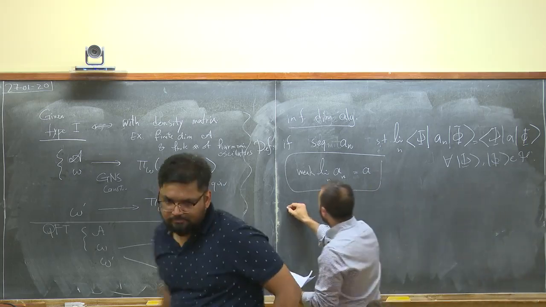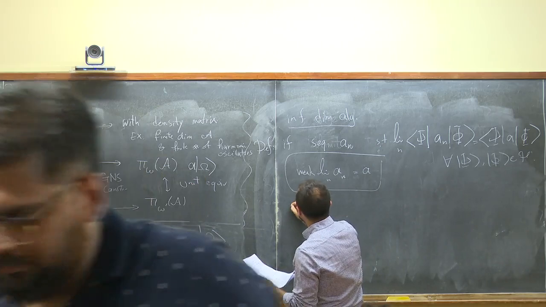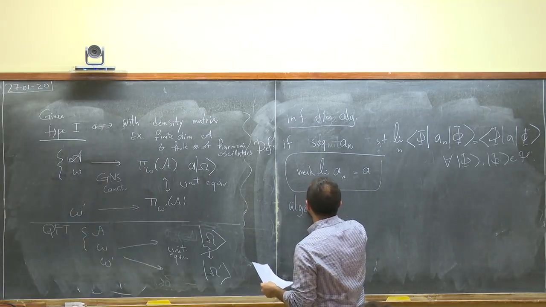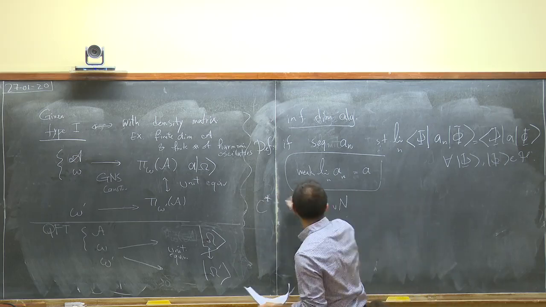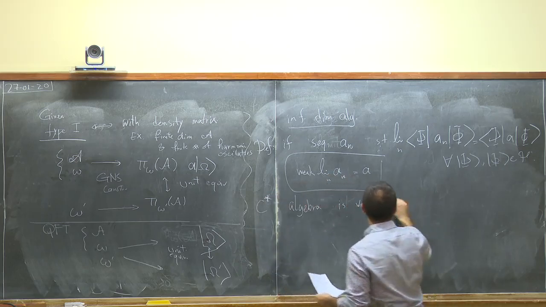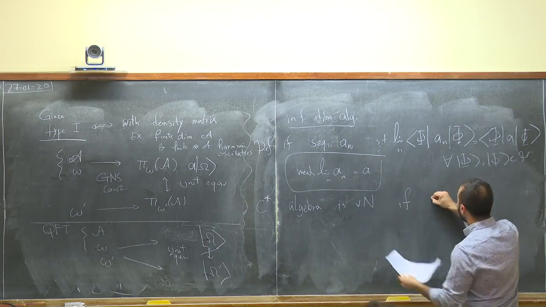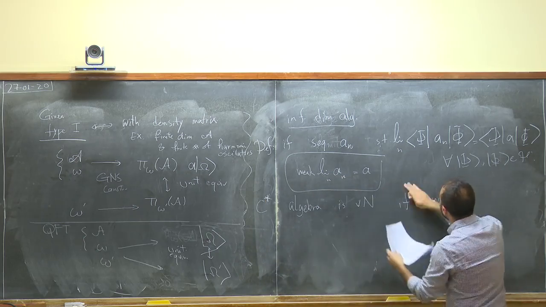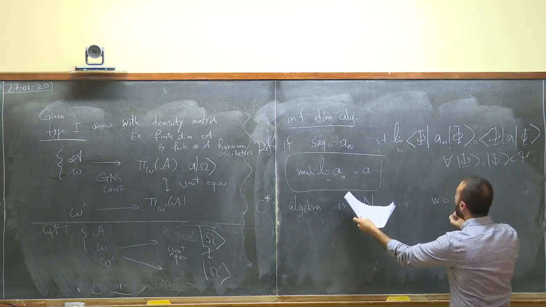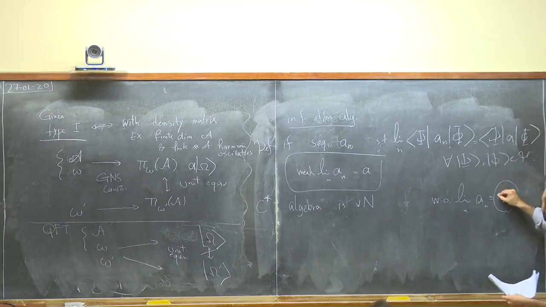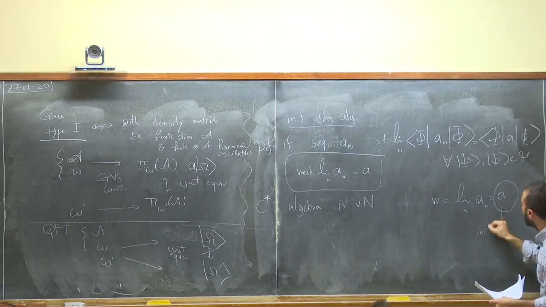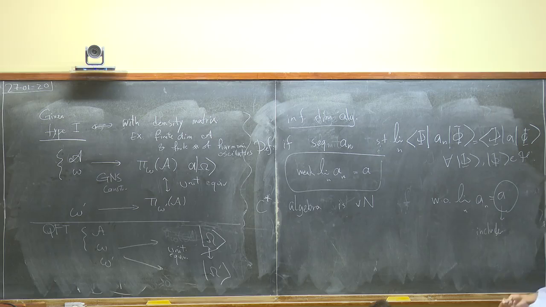So now we say an algebra is a von Neumann algebra. A C-star algebra is von Neumann if every time the weak operator limit of a_n is a, you include a in it. Or said differently, if a C-star algebra is closed in the weak operator topology, it's a von Neumann algebra.